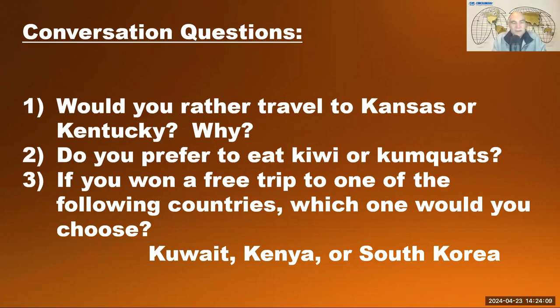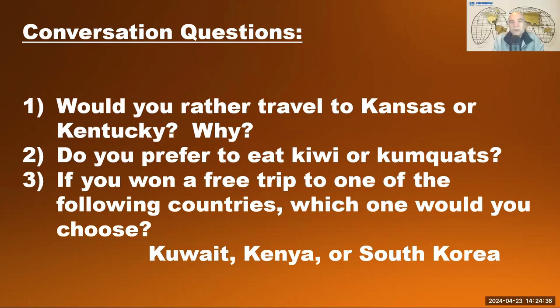Okay, for me, yeah, I'm gonna say kiwi. I would rather eat kiwi than kumquats. Why? I don't know. I guess I just prefer the taste of kiwi. I have eaten kumquats actually, but not frequently, and I like kiwi. So yeah, I'm going with kiwi.